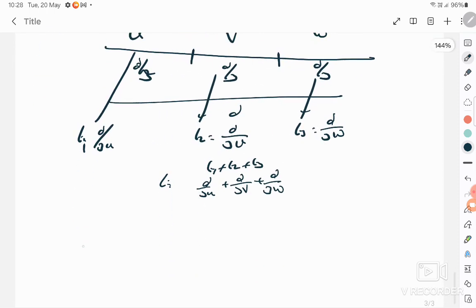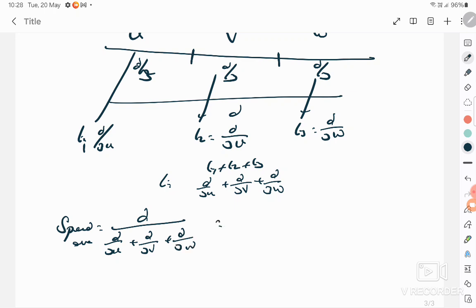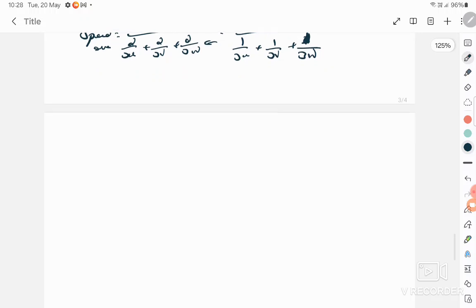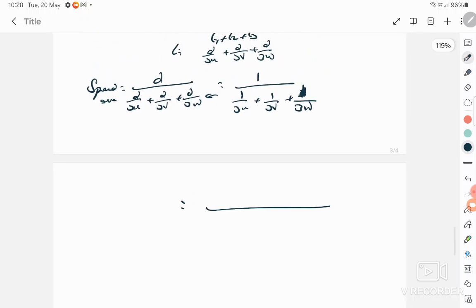And they ask you average speed. Average speed is total distance by the total time taken, which is d by d by 3u plus d by 3v plus d by 3w, where d, when you take it common in the denominator, d and d get cancelled. 1 by 3u plus 1 by 3v plus 1 by 3w. You take the LCM here, you get the answer. You'll get a 3uvw as the LCM.